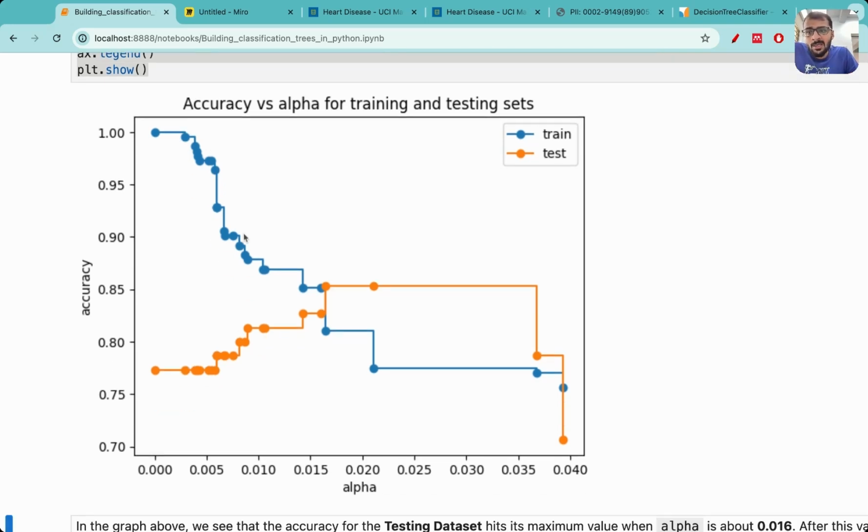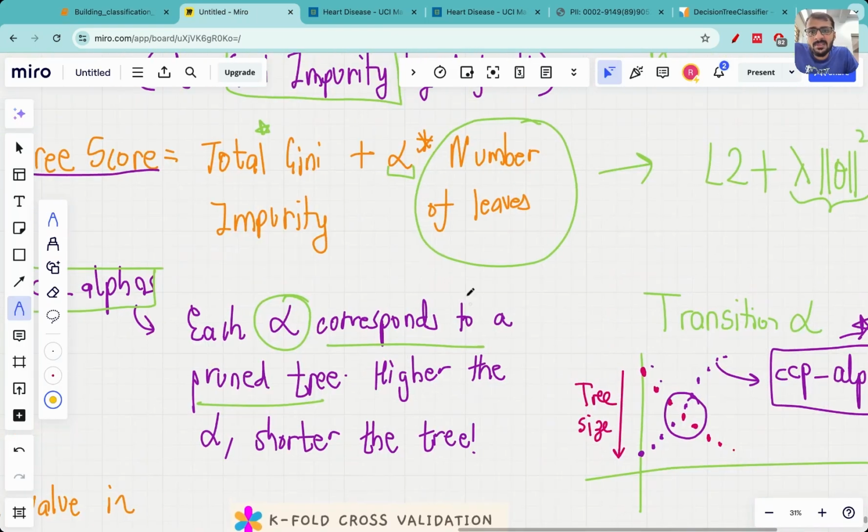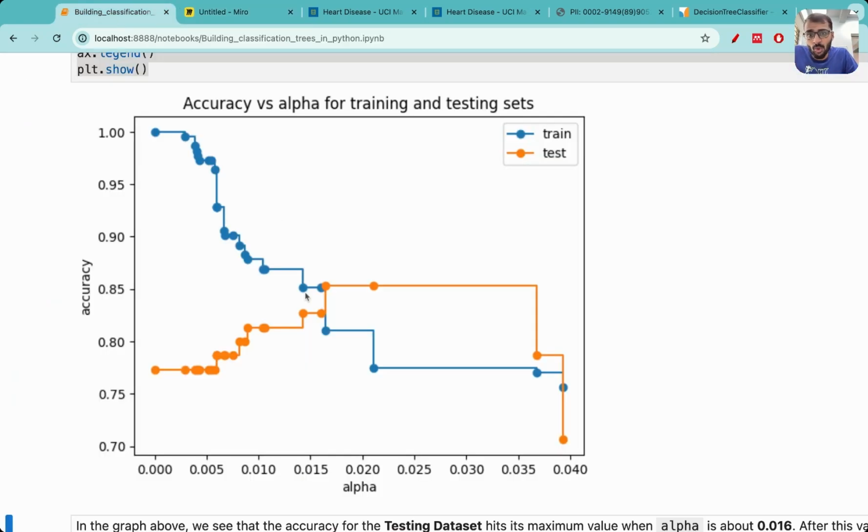The blue data is the training accuracy, and you can see that as alpha increases, training accuracy drops down. Why? Because look at the tree score. As alpha increases, the number of leaves need to be lower and lower to give a minimum tree score. So the train accuracy has to drop down. And the interesting thing which we see here, if you look at the orange color, that's the test accuracy, right? As alpha increases, the test accuracy increases. There is a sweet spot over here, and if alpha becomes too large, then the test accuracy drops.